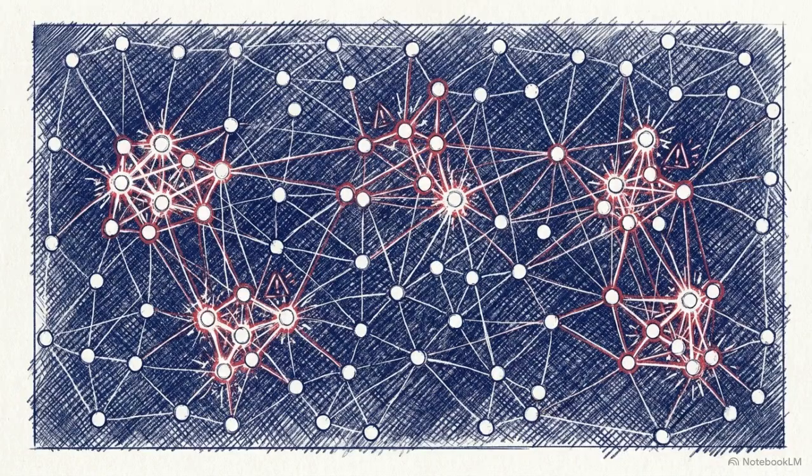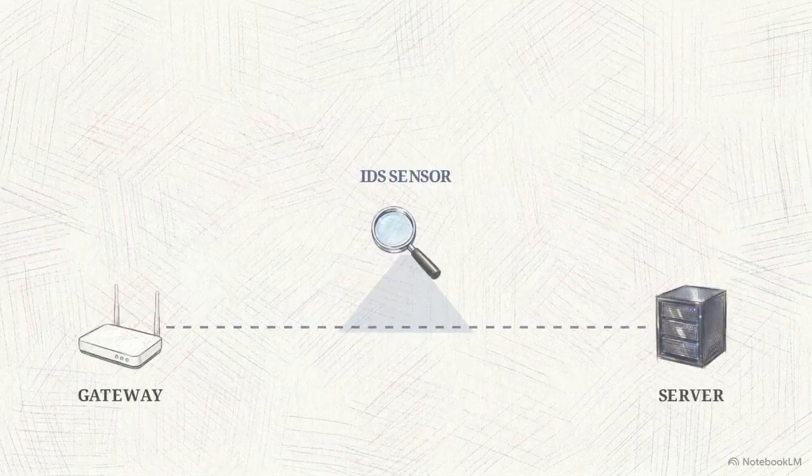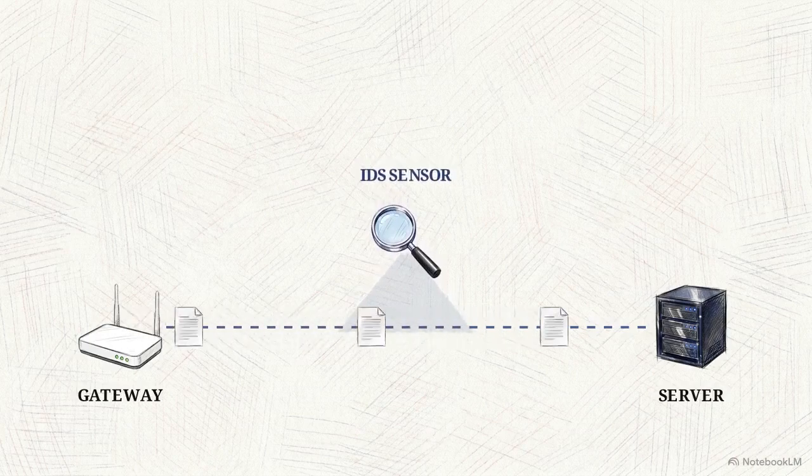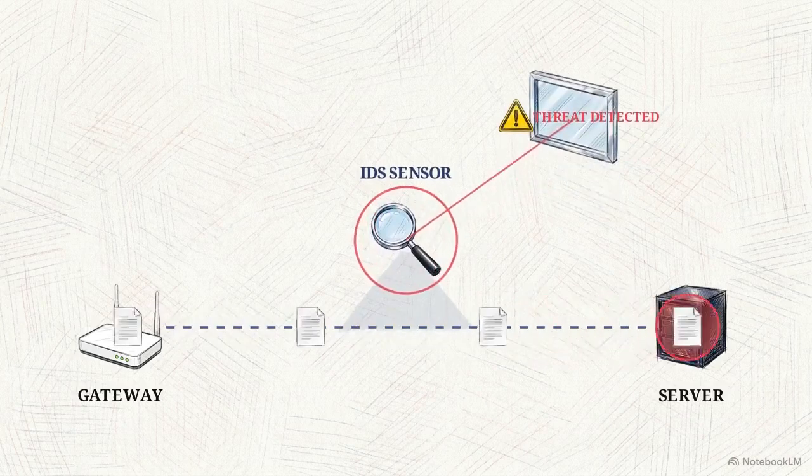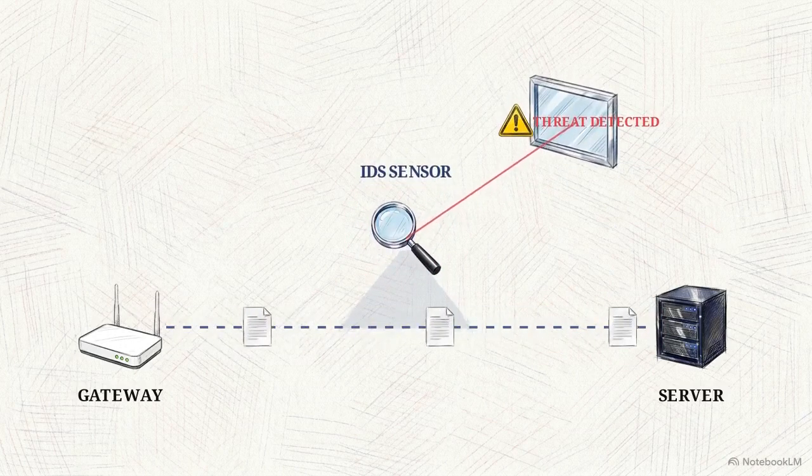Think of an IDS as a dedicated sensory network deployed to provide real-time operational visibility into your internal environment. Unlike a firewall, an IDS does not actively block traffic. Its job is strictly to monitor the environment, detect suspicious activity, and generate alerts.